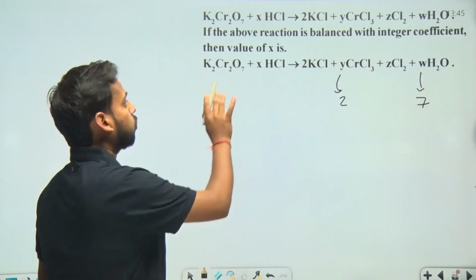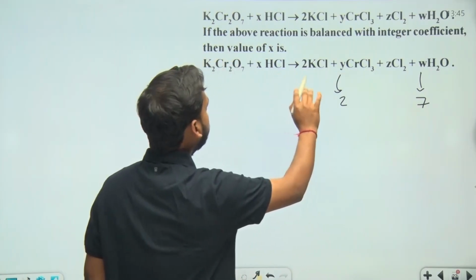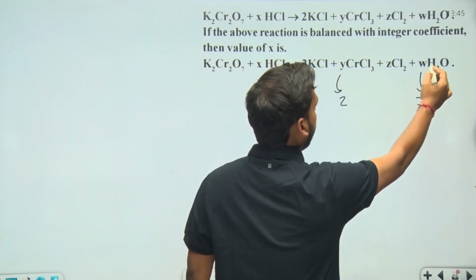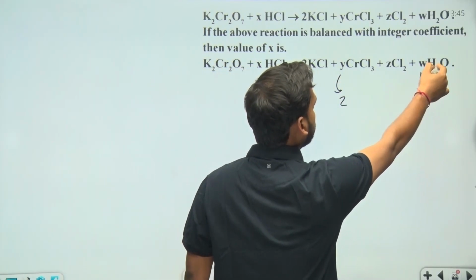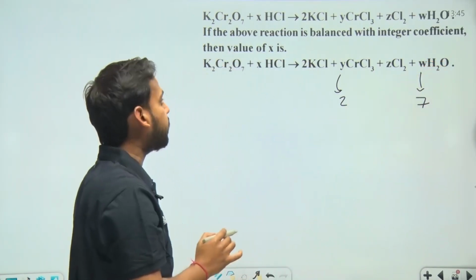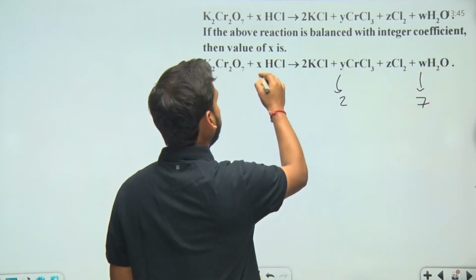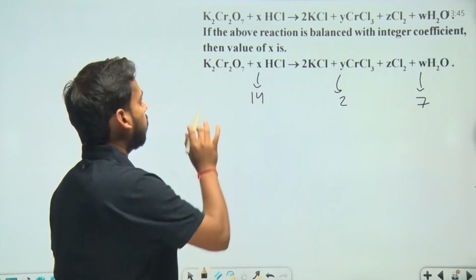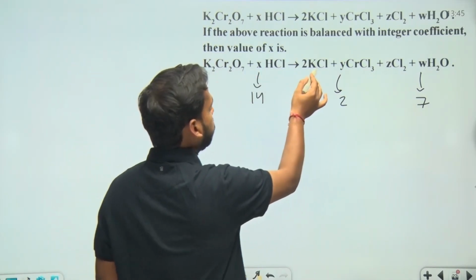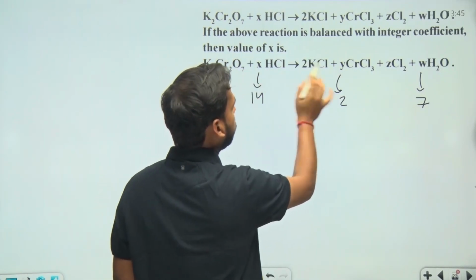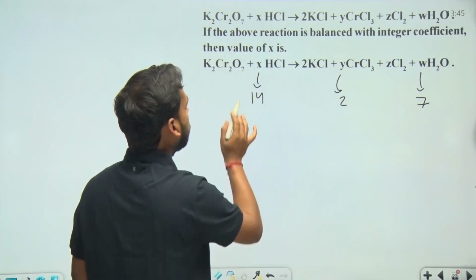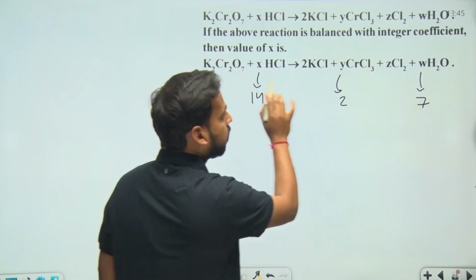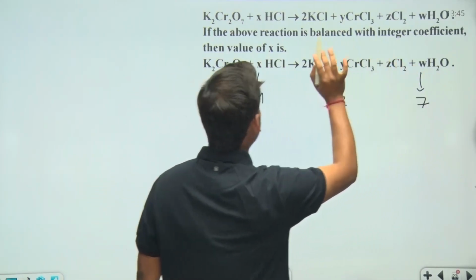Okay. So if we see from here, hydrogen is getting 7 into 2, so it will become 14. If I do here, it is 14. So let's see it again, K is already balanced. Chromium is balanced with the 2 already. Oxygen here is 7 and oxygen here is also 7.